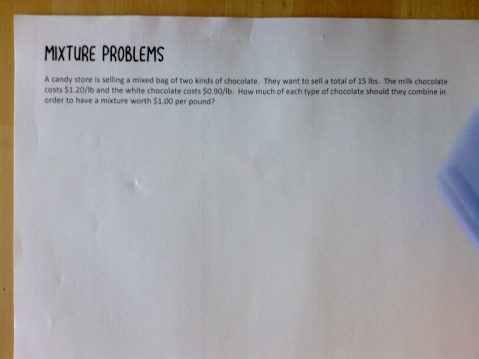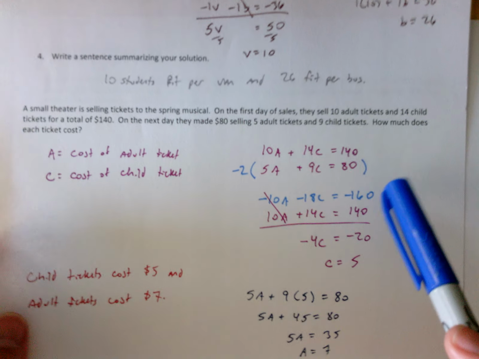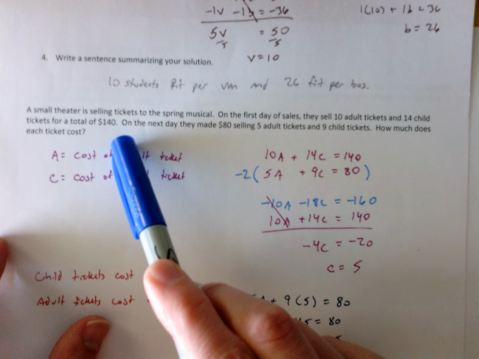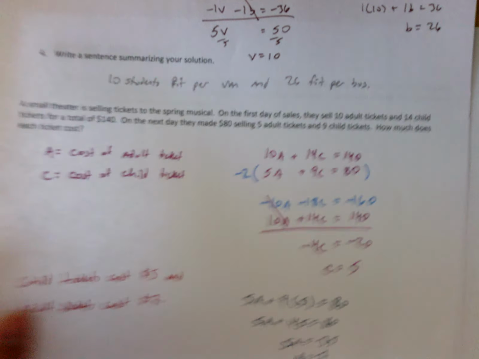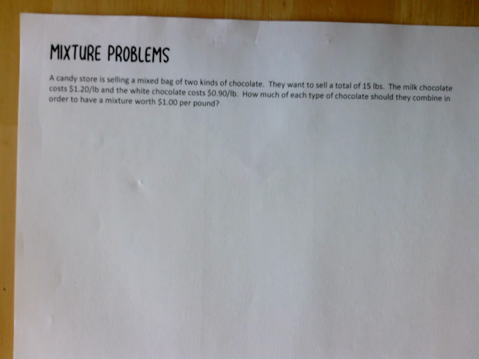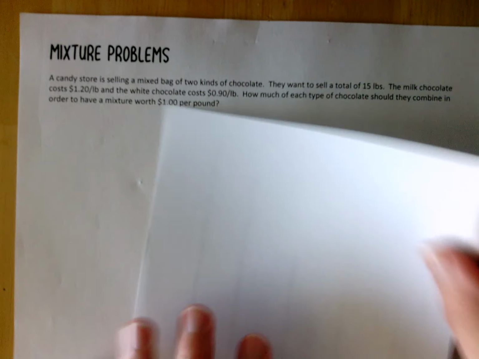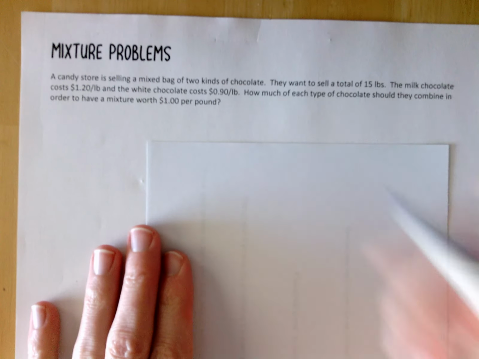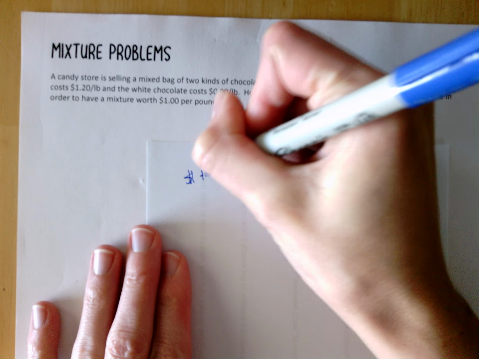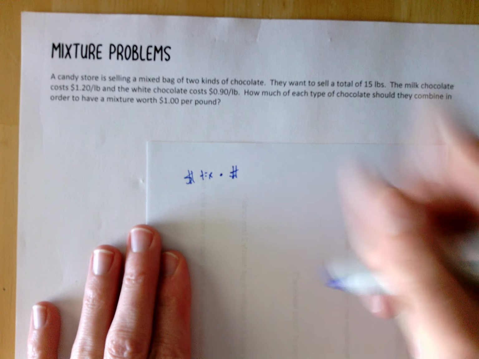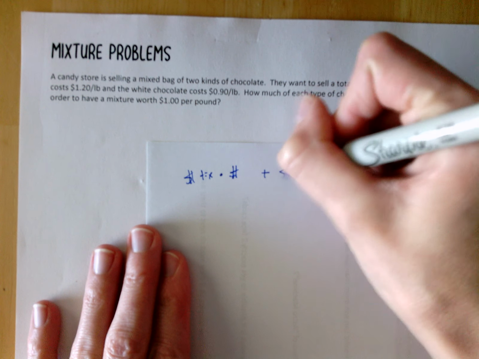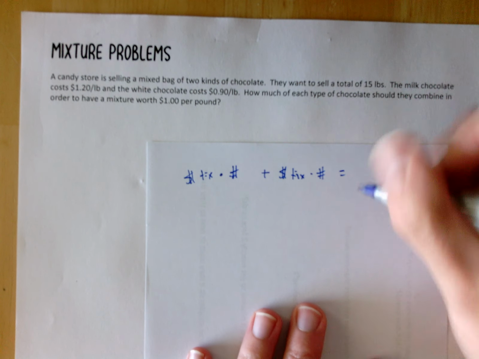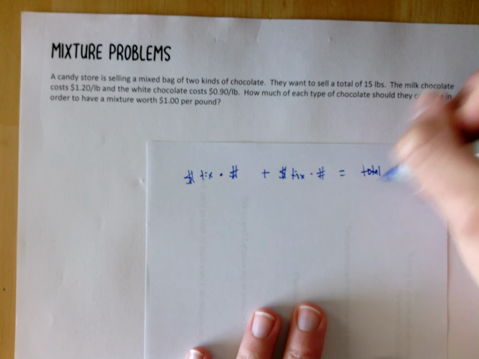I want to compare what's different about this problem and the one from the last page of your notes, where we were talking about selling 10 adult tickets and 14 child tickets, for a total of $140. So what's the difference between those two types of problems? On the ticket problem, we were dealing with how many tickets were being sold. We set up our equation where the amount of money per ticket was multiplied by the number of tickets. Then we added to that the amount of money for the other kind of ticket times its number of tickets, and that equaled altogether the total amount of money.